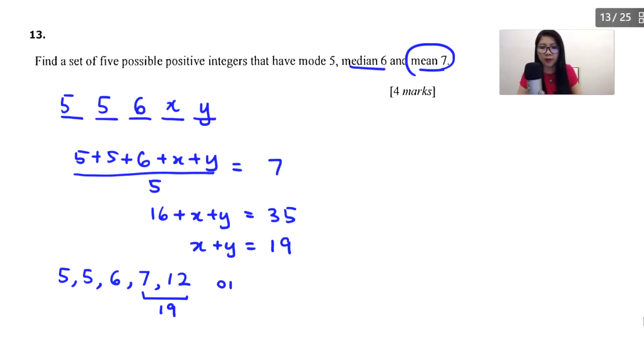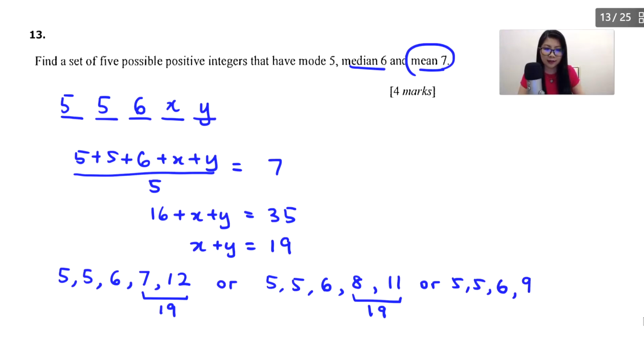Or it can also be 5, 5, 6. If this is 8, then 19 minus 8 is 11, because when I add up these two numbers, it's also 19. Or 5, 5, 6, and let's say this is 9, so 19 minus 9 is 10. This one added together is also 19. So in your answer, you just choose one of the combinations, and that will be the answer.